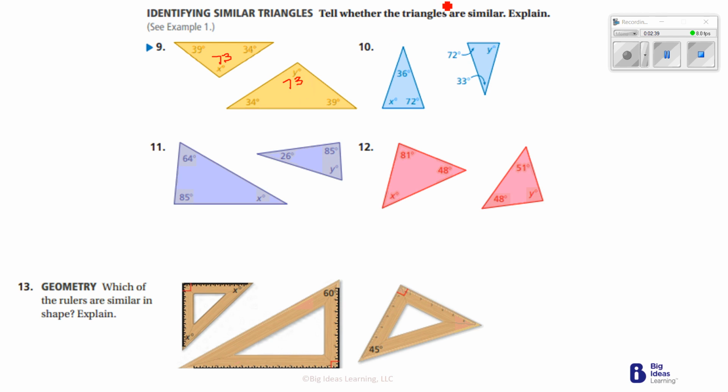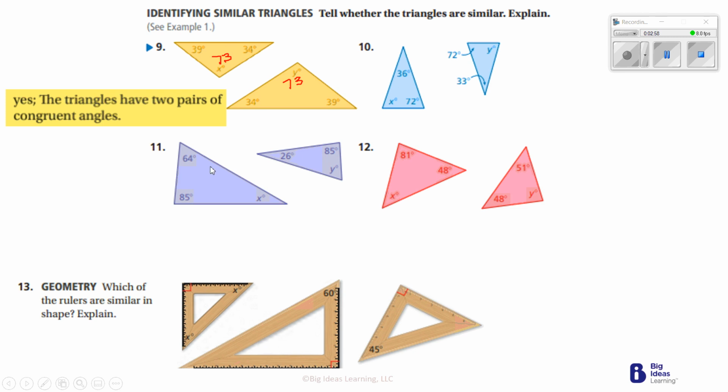Okay? And it says tell whether they're similar. Similar means they have to have all the same angles. They do not have to have the same side lengths. So I would say yes, number 9 is similar. The 2 triangles have 2 pairs of congruent angles. That is similar. All right, number 10 is for you to do.